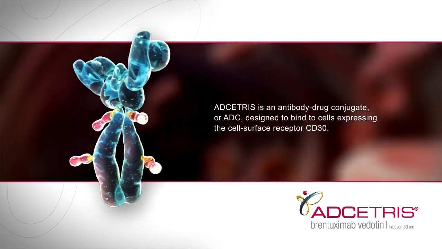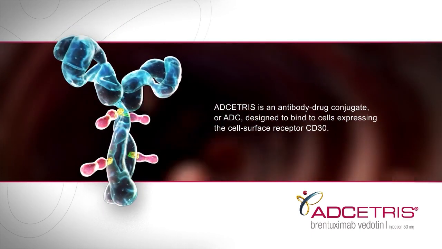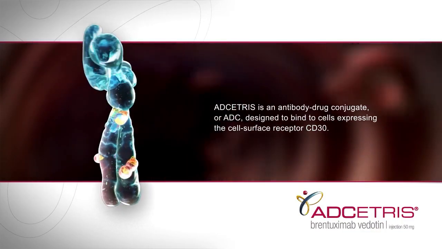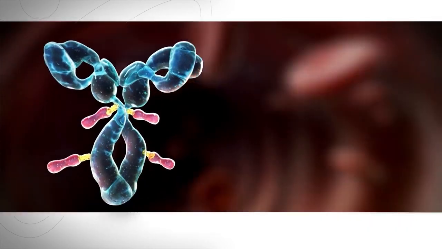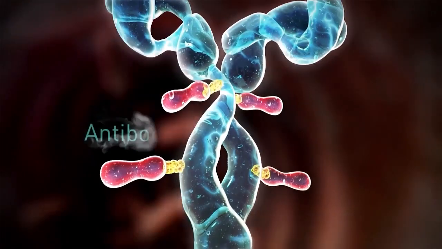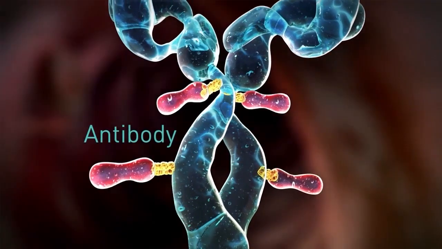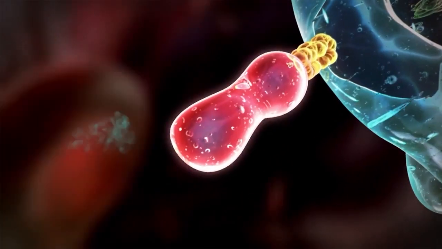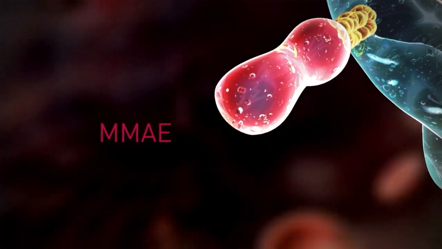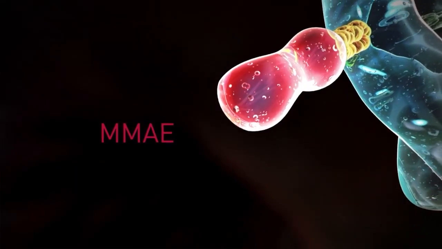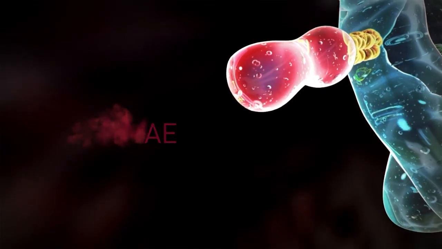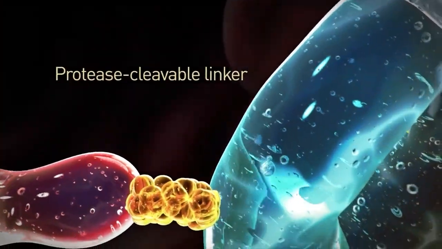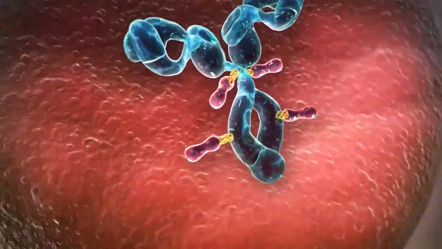ADCETRIS is an antibody-drug conjugate, or ADC, designed to bind to cells expressing the cell surface receptor CD30. ADCETRIS consists of three components. The antibody is a chimeric IgG1 directed against CD30. Monomethyl auristatin E, or MMAE, is a microtubule disrupting agent, and a synthetic protease cleavable linker covalently attaches MMAE to the antibody.